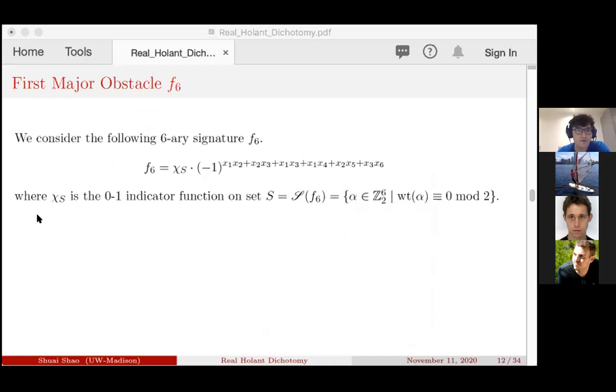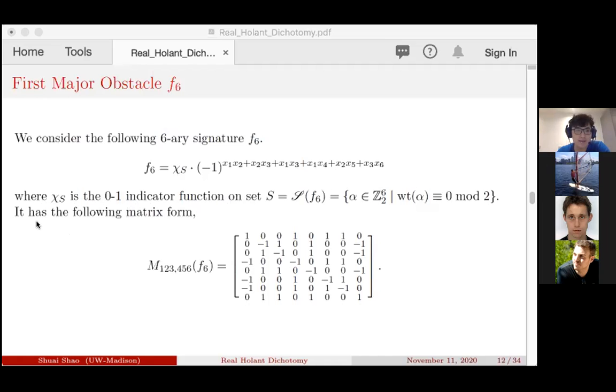We consider the following 6-ary signature. It's a constraint function, a Boolean function on 6 variables, and it has this formula. The support of this signature is all even weighted points. The support of a signature is just the set of inputs on which the signature takes non-zero values. As you can see, the support, which is denoted by this symbol, is the 0-1 indicator function on the all even weighted points.